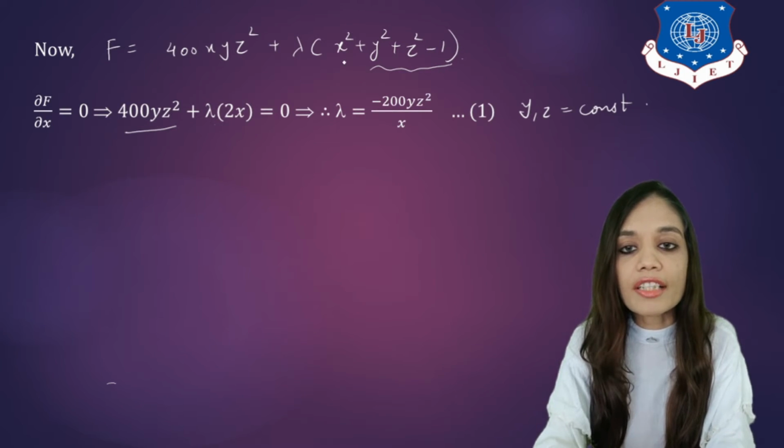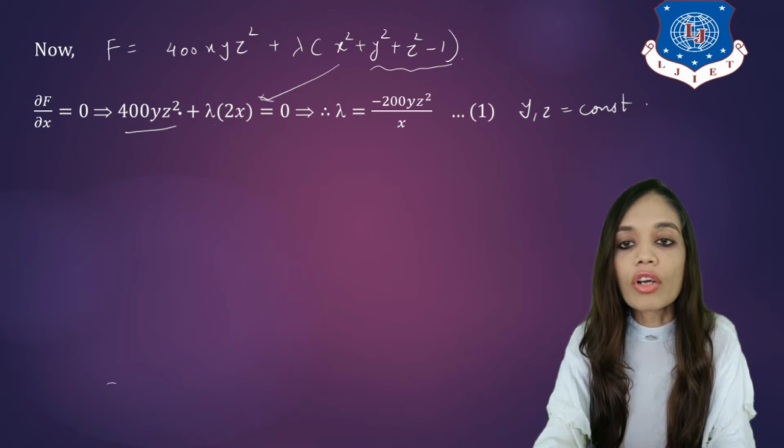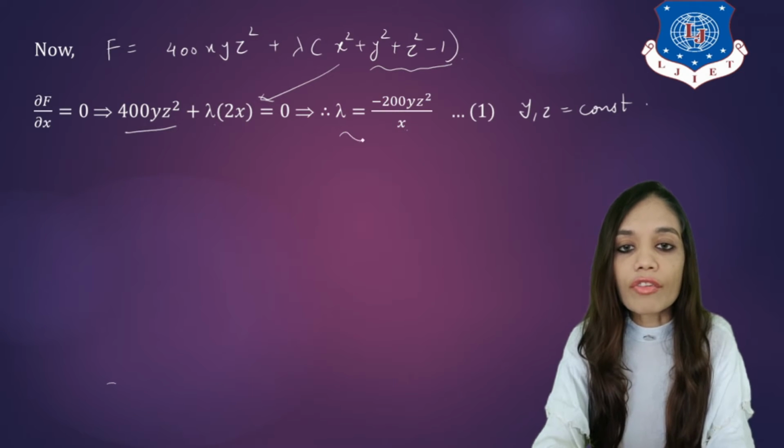So derivative of x square will be equal to 2x and we have to equate it to 0. Now make lambda as a subject. Therefore lambda is equal to minus 200 y z square upon x. Now name this as equation 1.